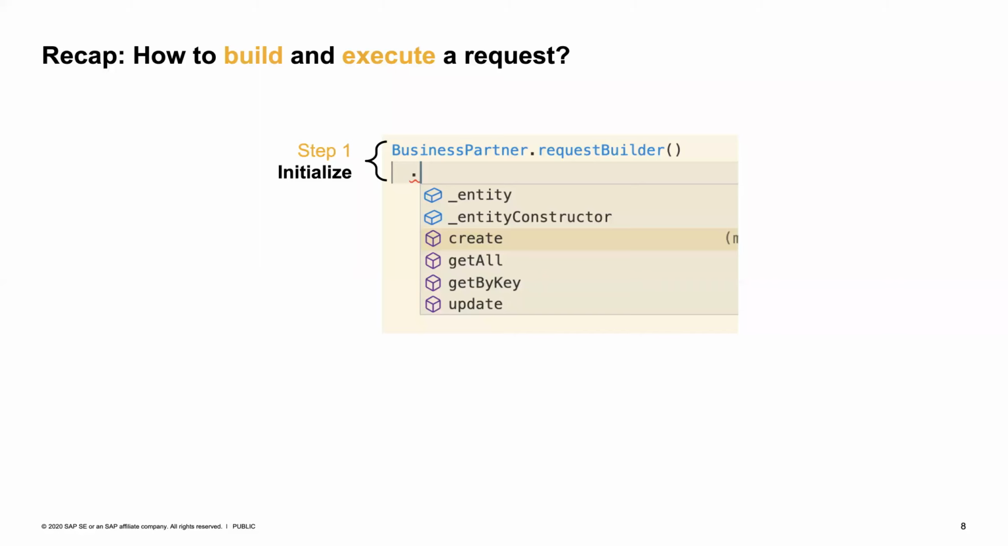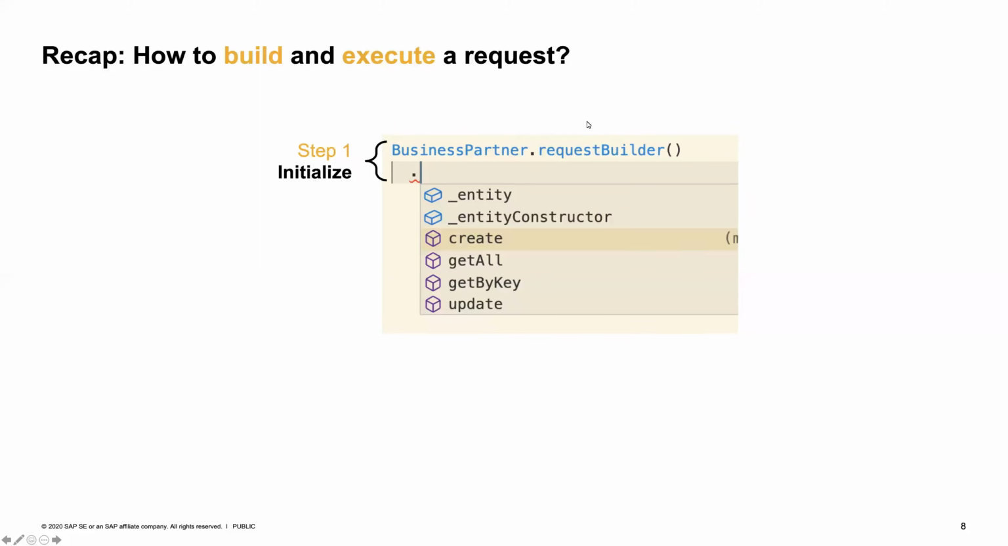Good. So I wanted to also give you a short recap of how to build and execute a request. In general, there are 3 steps to that. The first step means that you need to initialize your request. What we see here, as usual in most of our examples, is the business partner, which is an entity of the business partner service of SAP S4HANA. And here we have the business partner where we invoke the request builder.